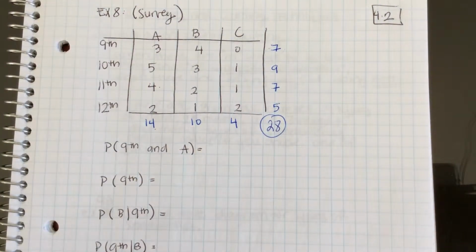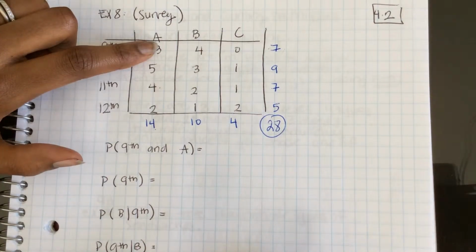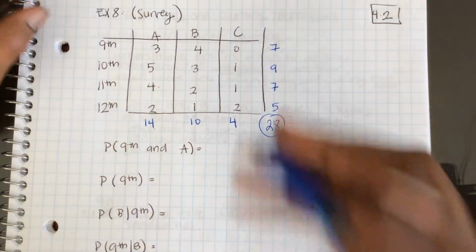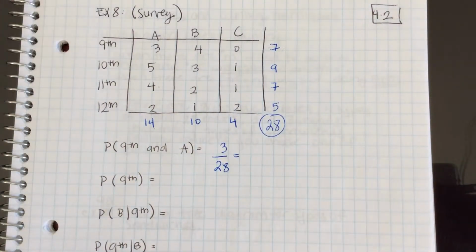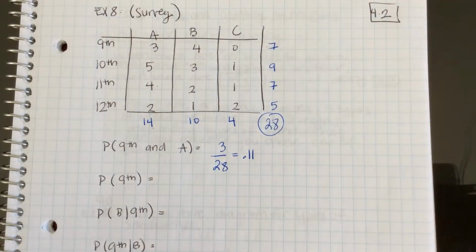Perfect. So what is the probability of being a ninth grader and having an A? Well, I can already see in my sample space there are only 3 ninth graders out of the entire class of 28 that have an A. So that would be 3 out of 28, which you could plug into your calculator, which is about 0.11, or an 11% chance. That's the probability of ninth and the probability of A.